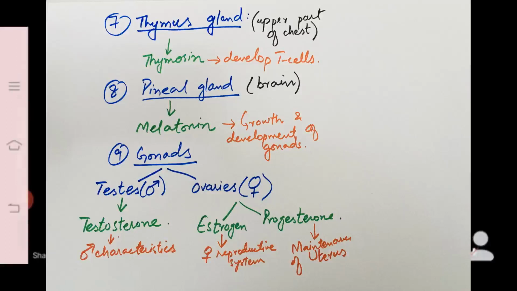Right? As testosterone is secreted from the male reproductive part, it is responsible for the regulation or development of the male characteristics, while estrogen is responsible for the development of the female reproductive system in our body, right? And progesterone is responsible for the maintenance of the uterus. The uterus is a part of the female reproductive system which carries the baby during pregnancy.